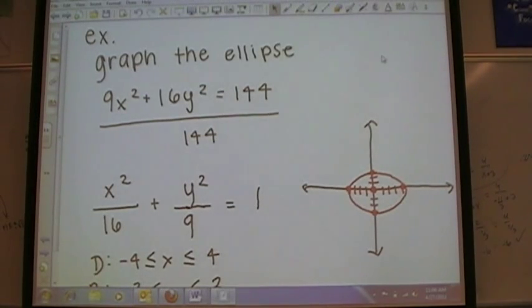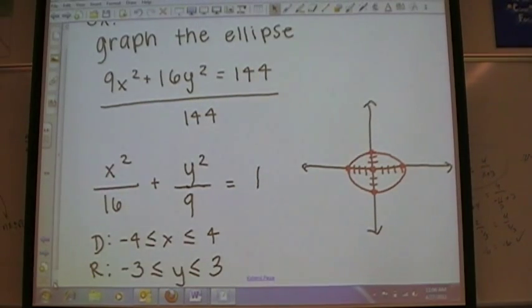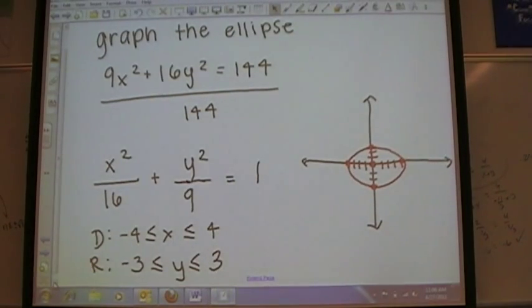And your domain and range, same thing. Domain is from -4 to 4, and your range is from -3 to 3. Now for an ellipse, x is always going to come before y in the equation. With the hyperbola, x and y can switch, and that's what we'll look at next. Any questions on this?